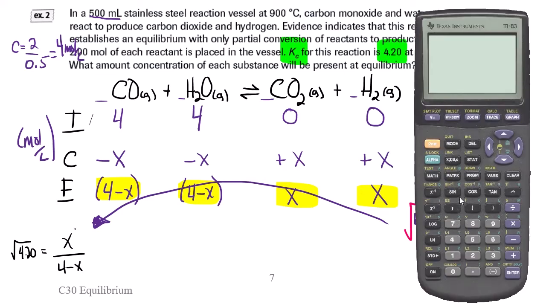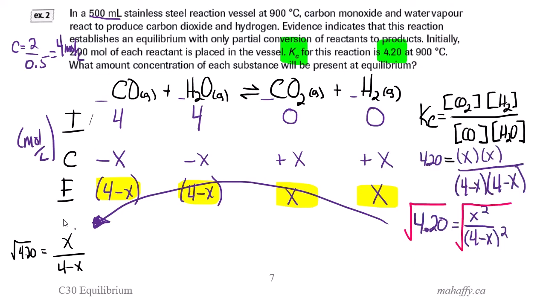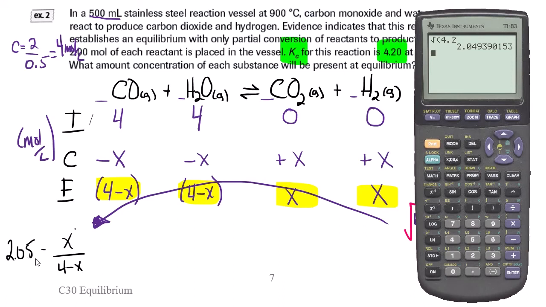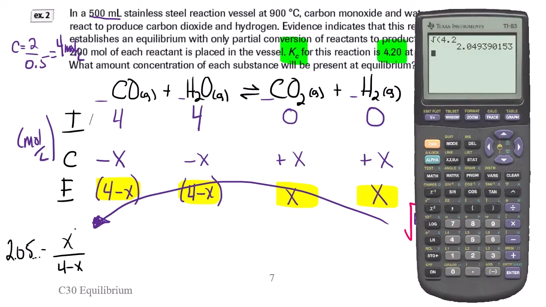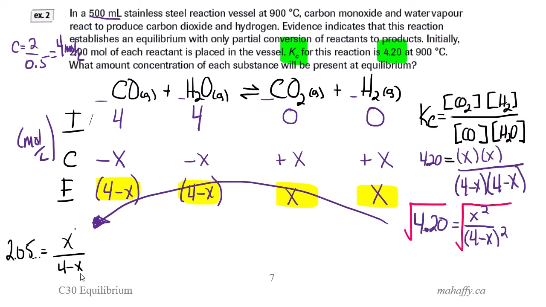So we can fire up the trusty TI-83 here and start to do a little math. I need the square root of 4.20, which is going to give me 2.05. So let's replace that here. And I'm going to save all those digits, so I'm going to put an ellipsis here, dot, dot, dot, which means that I'm tracking those digits that I have. Then I need to collect my x's.